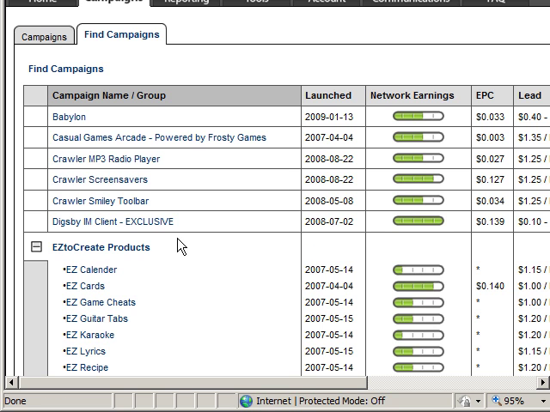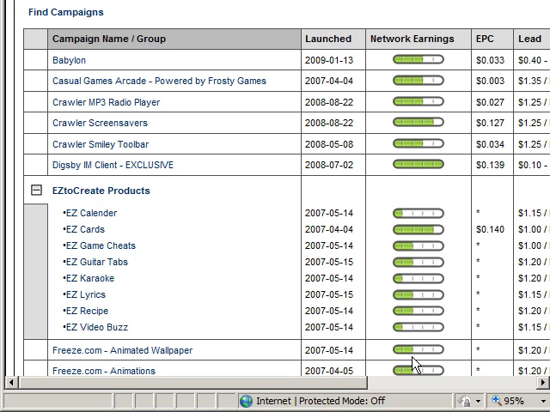So you can sort of see, like, the easy to create products, the network earnings are not that high, except for the easy cards.